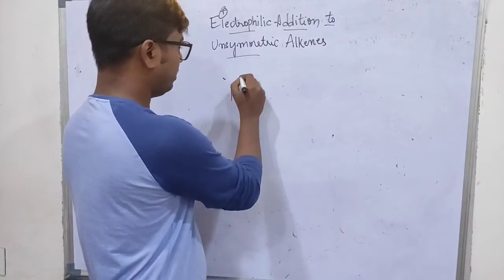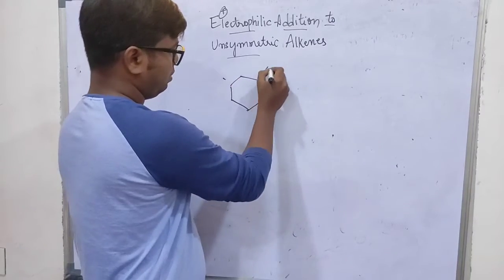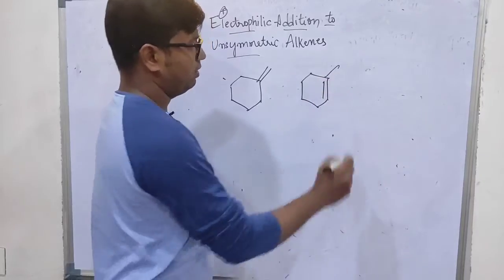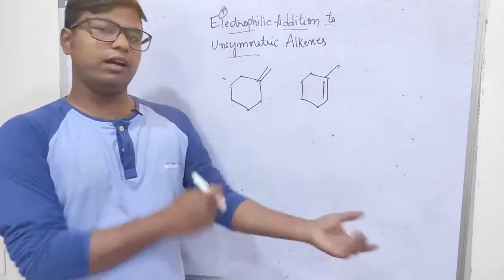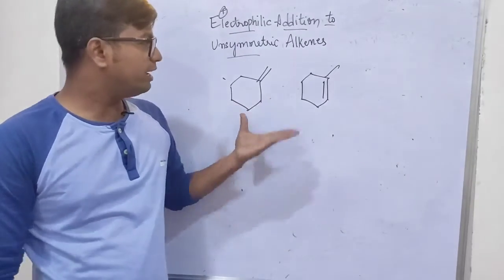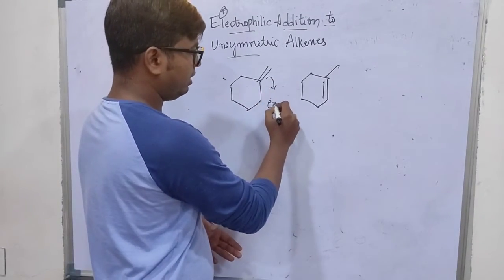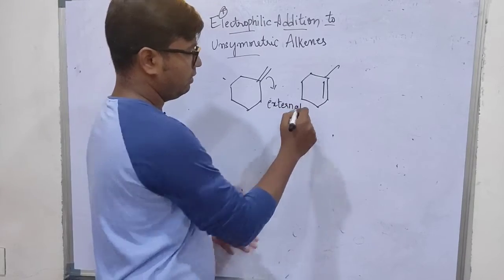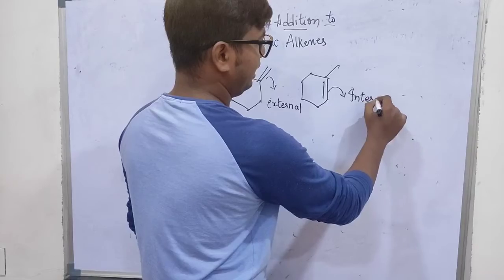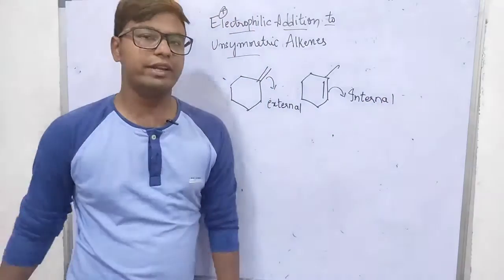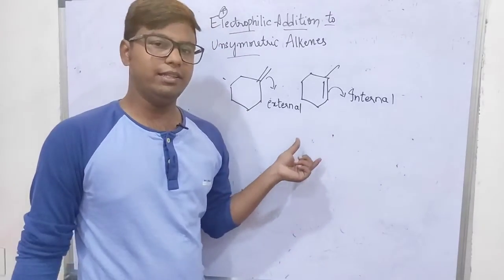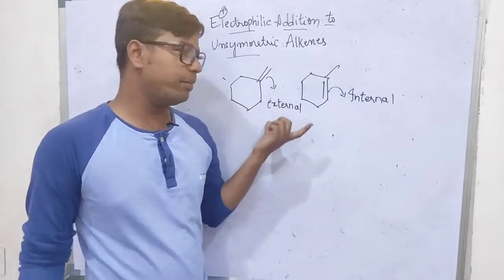So observe these two examples, this one and this one. Among these two, when I ask which is stable, what would you say? First of all, by looking at this, you must identify that this is an external alkene, and this is an internal alkene, that means present inside the ring, and this is present outside the ring. Always remember, internal alkenes are more stable than external alkenes. This is one thing you must remember.